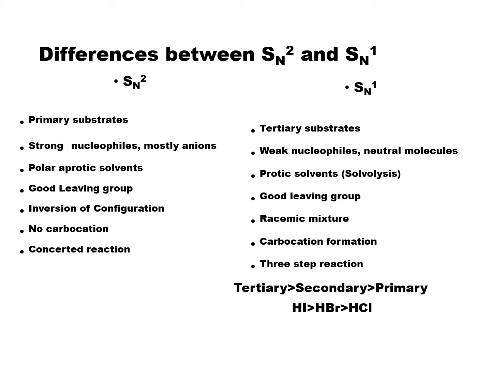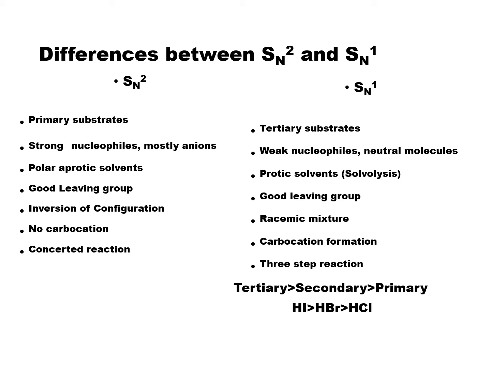So for SN1 reaction, it will be most reactive if the substrate is tertiary, and it will reduce if it is secondary and all the way to primary. Whereas for SN2 reaction, this order will be the reverse.